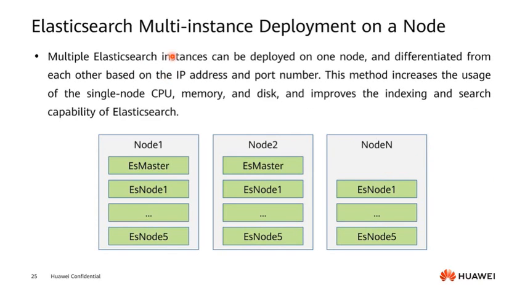Elasticsearch also supports the multi-instance deployment on a node. Multiple Elasticsearch instances can be deployed on one node and differentiated from each other based on the IP address and port number. This method increases the usage of the single node CPU, memory, and disk, and improves the indexing and the search capability of Elasticsearch. According to the Elasticsearch official documents, it's not recommended that you specify a memory greater than 32 GB when deploying Elasticsearch. However, the memory capacity of a server is much larger than 32 GB. Therefore, we need to create multiple Elasticsearch instances on one server to make full use of resources. Like this figure, there are one Elasticsearch master and several Elasticsearch nodes on node 1, node 2 as well.